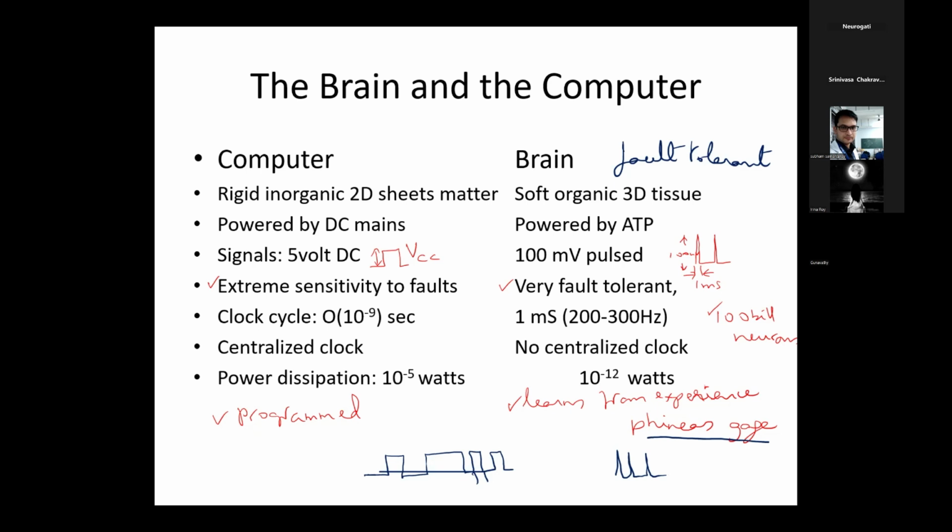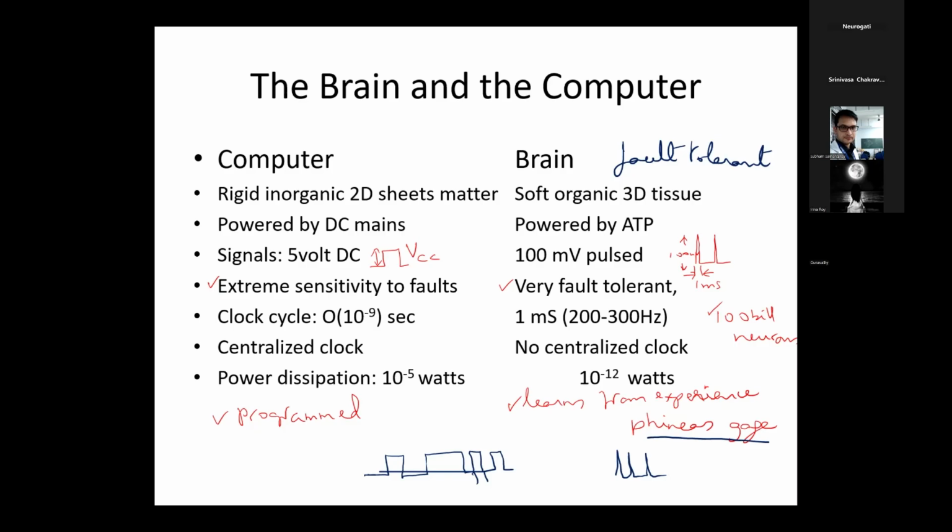In one case there was an accident and a crowbar went through the head and the person still survived. Whereas in the case of a computer, if you drive a crowbar through the chassis, that's the end of the story. So the brain is extremely fault tolerant, but the computer is extremely sensitive to faults. Fundamentally, the design is totally different.